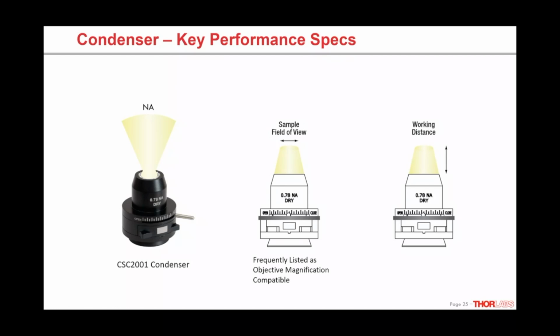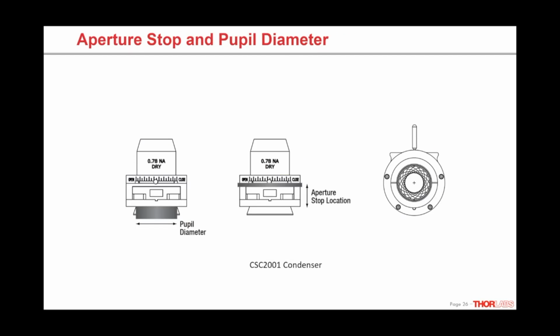The final key specification for condensers is the working distance, which is the distance that the condenser focuses at, or the distance between the edge of the condenser and the focal point. There are two slightly less well-known specifications for condensers that home builders will need to know.